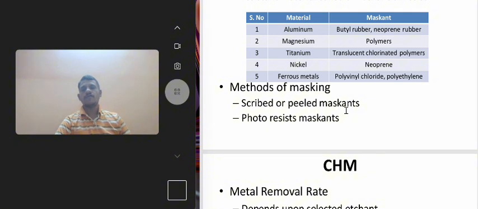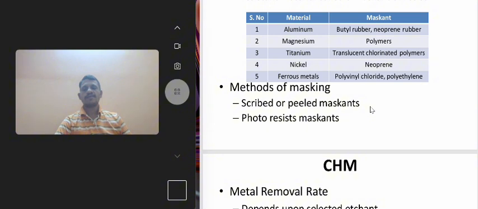Second one is photoresist masking. First we will see about the scribed or peeled masking. In this method, a maskant like paint is applied to the entire surface of the workpiece by dip, spray, brush or stencil. After the maskant hardens, it is removed from those surfaces where metal removal is desired.